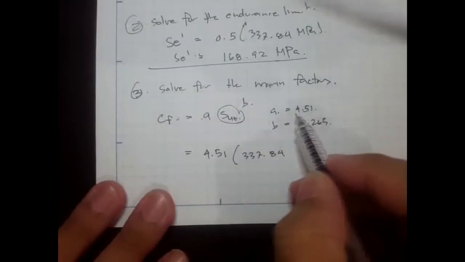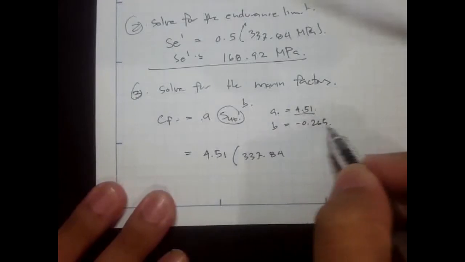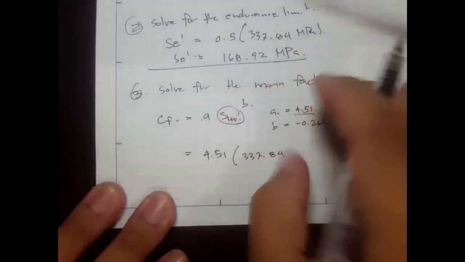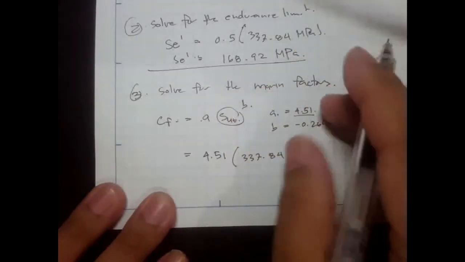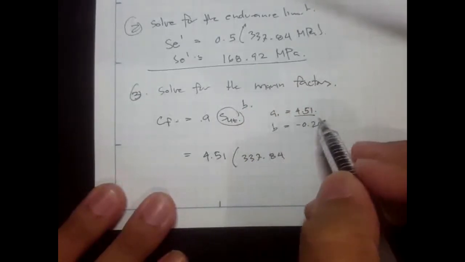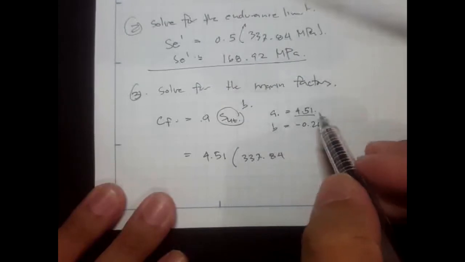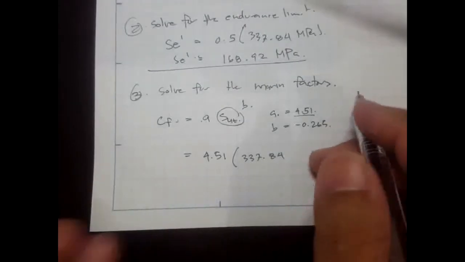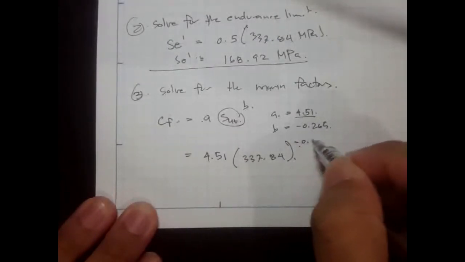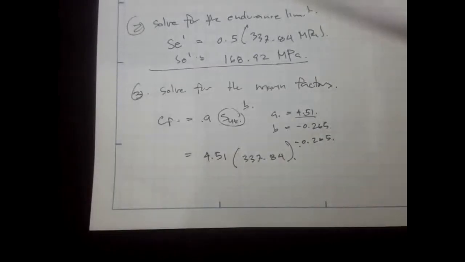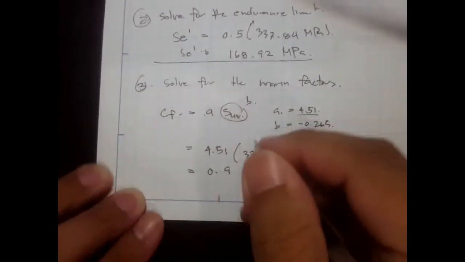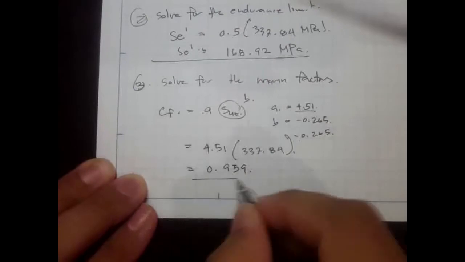By the way, this value right here, this 4.51 and negative 0.265, these are based on megapascals, I think, right? So that's why it's very important to know if our units are in megapascals or in English units. Right, so for the B, this is negative 0.265, and the result is 0.959, right?